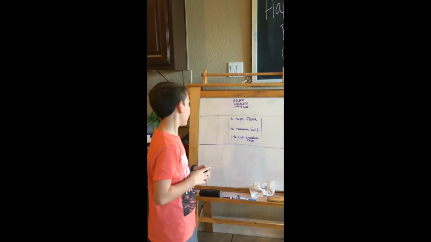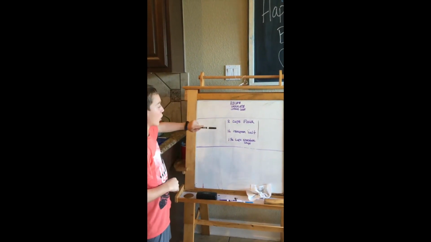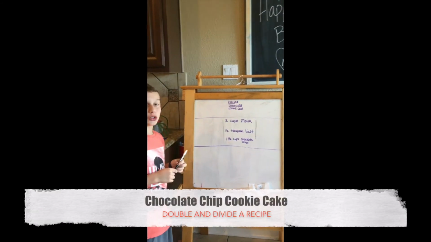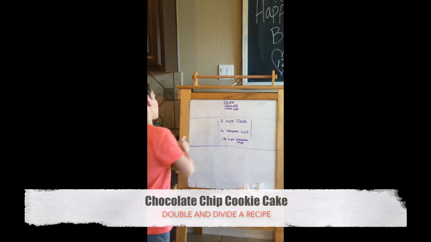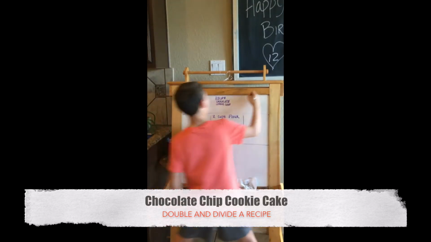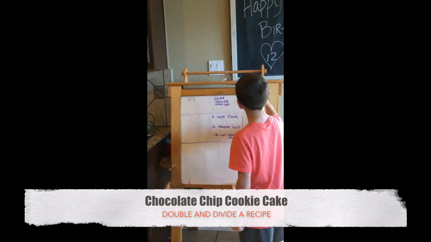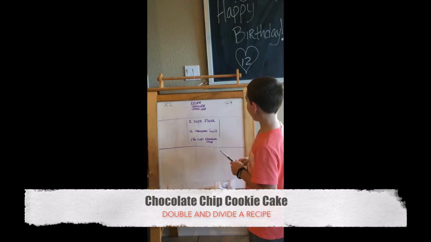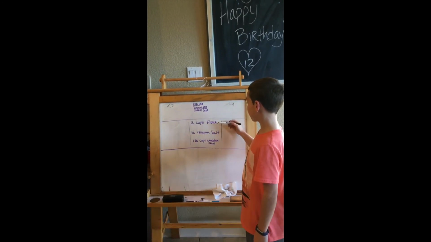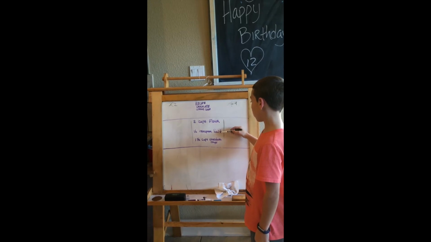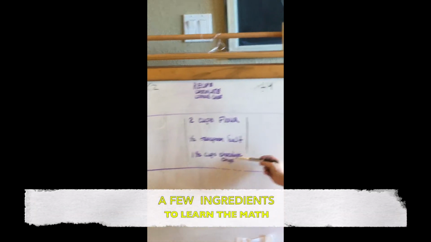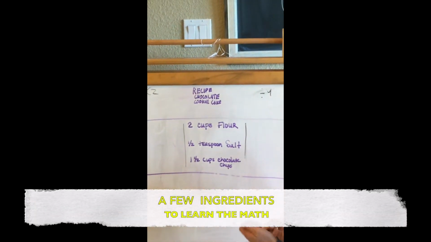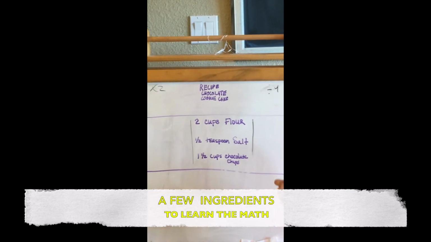My name is Owen, and we will be going over how to double a recipe and divide a recipe by 4, because you do that a lot in baking. And I have 2 cups of flour, 1/2 teaspoon of salt, and 1 1/2 cups of chocolate chips.